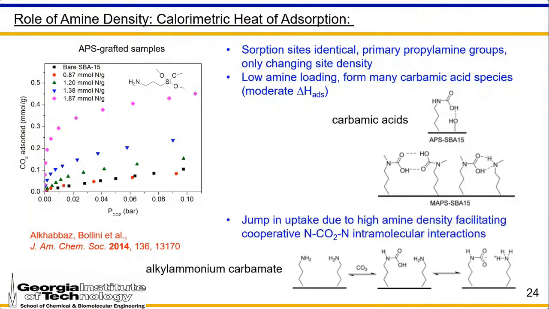But then as we increase the amine density, eventually these carbamic acids find another amine present in close proximity, close enough that it can deprotonate that carbamic acid and form an alkylammonium carbamate. And these alkylammonium carbamates are strongly enthalpically favored, and this big jump in uptake is due to cooperative nitrogen-CO2-nitrogen interactions. And so having nitrogens in close proximity is an important design principle for these sorbents that adsorb by this mechanism.